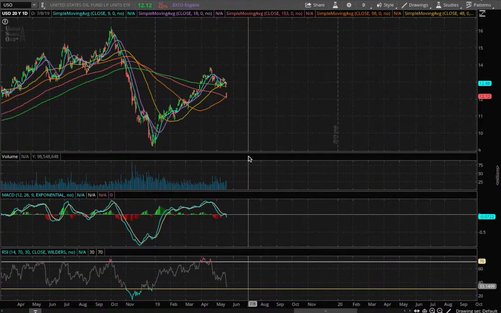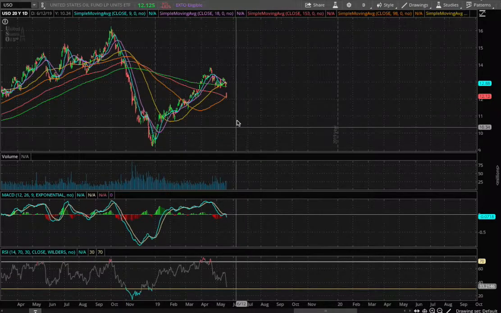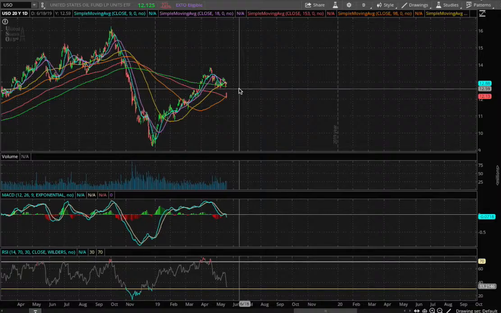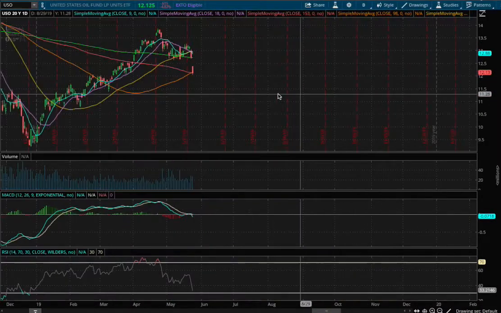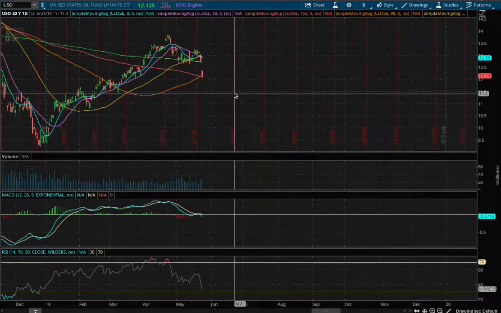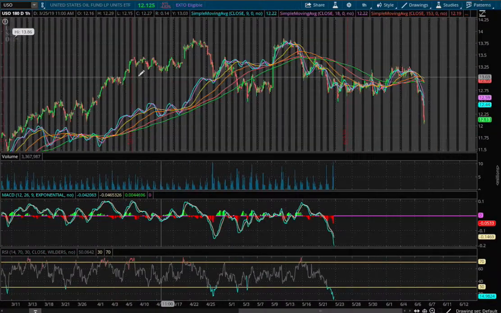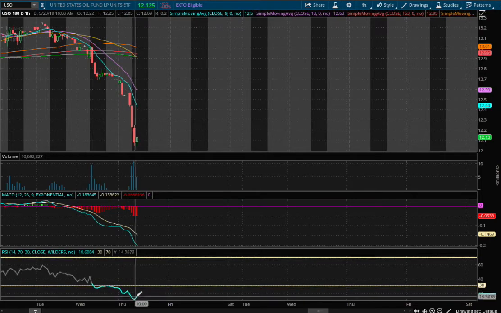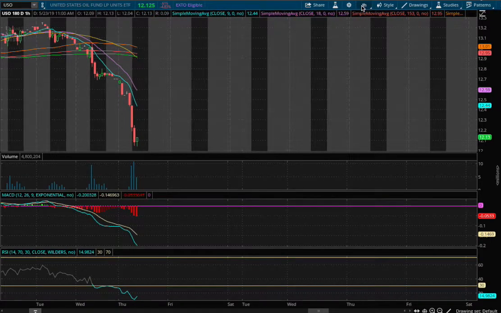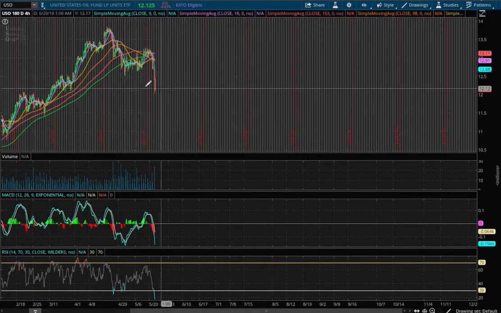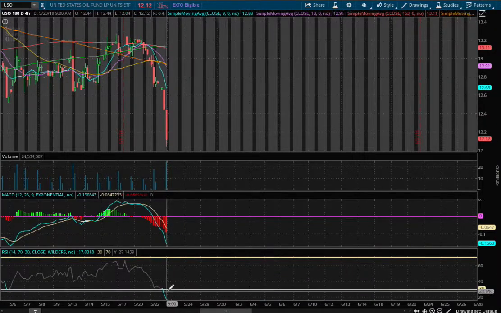Viewers, in this video I'll be going over WTI crude oil, ETF ticker symbol USO. Today crude oil is down about 4.8%, close to 5% down. On the 1 hour chart, the RSI is currently oversold. On the 4-hour chart, we are also oversold as well.